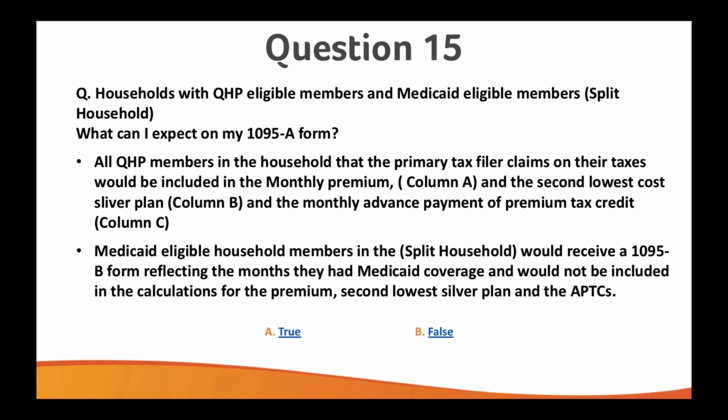Households with QHP eligible members and Medicaid eligible members, split household, what can I expect in my 1095A form? All QHP members in the household that the primary tax filer claims on their taxes would be included in the monthly premium, column A, the second lowest cost silver plan, column B, and the monthly advance payment of premium tax credits, column C. Those are all the QHP members. The second part is that Medicaid eligible household members in the split household will receive a 1095B form reflecting the months they had Medicaid coverage and would not be included in the calculations for the premium, second lowest cost silver, and the APTC. Is that A, true, or B, false?